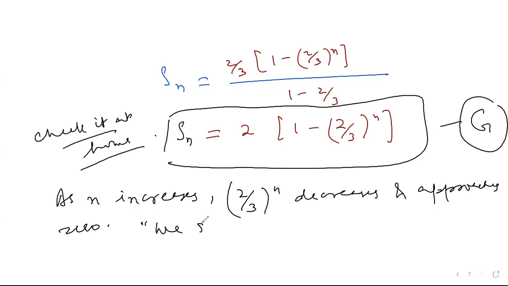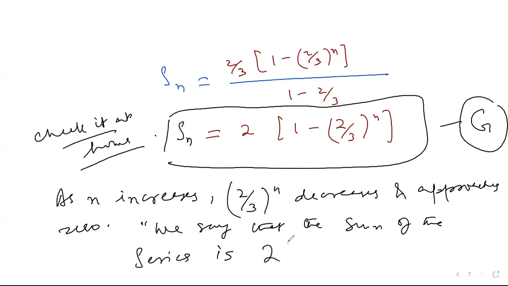What we say is that the sum of the series is 2, right? This is really a definition. What is the definition? The sum of an infinite series is the limit of the sum of n terms as n tends to infinity. Let me write it.